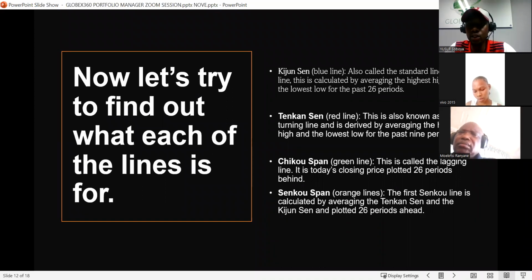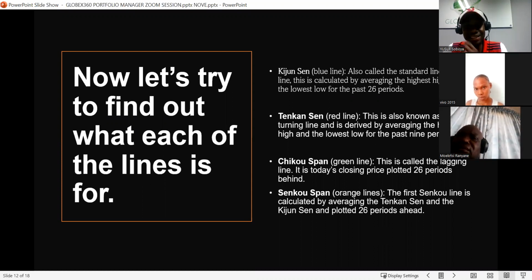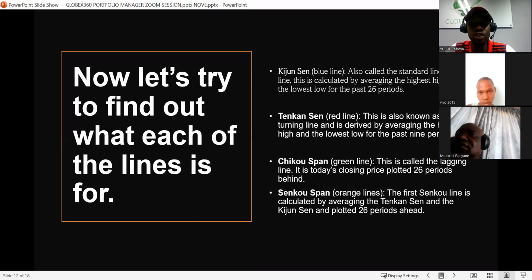Chikou span, it's a green line. This is called a lagging line. It is today's closing price plotted 26 periods behind. Hey, this Ichimoku thing needs a little bit of research so that we can understand it. All right, the Senkou span, it's an orange line. The Senkou line is calculated by averaging the Tenkan-sen and the Kijun-sen, plotted 26 periods ahead.